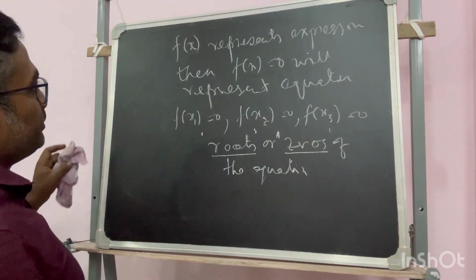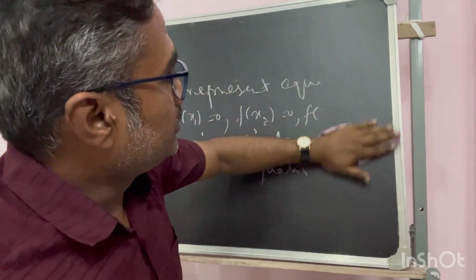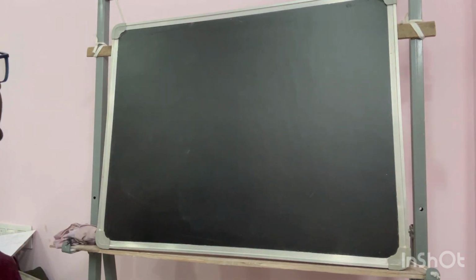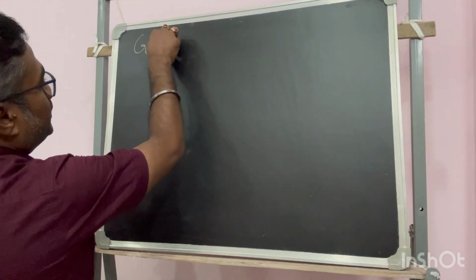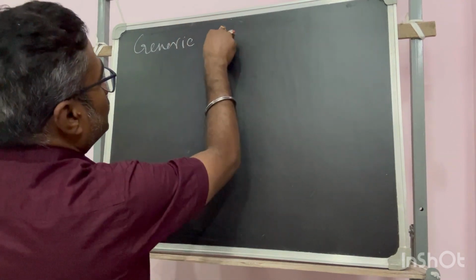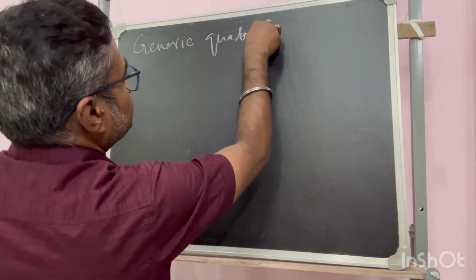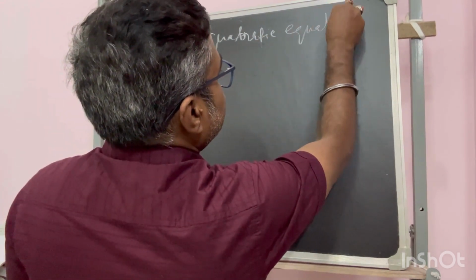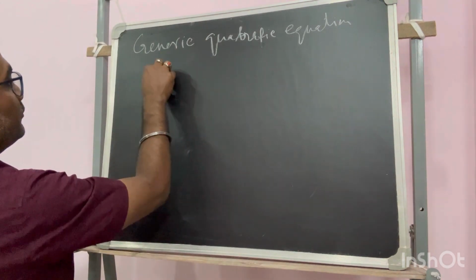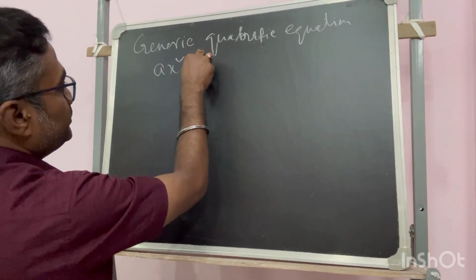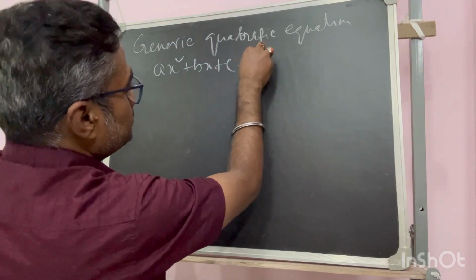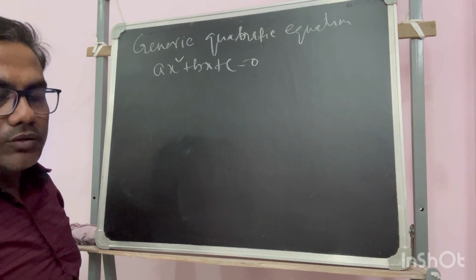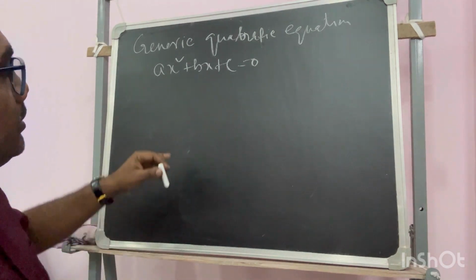So coming back to the quadratic equation, we can assume a generic quadratic equation in the form of ax square plus bx plus c is equal to 0. Okay, so this is a generic quadratic equation, so we can write it like that.